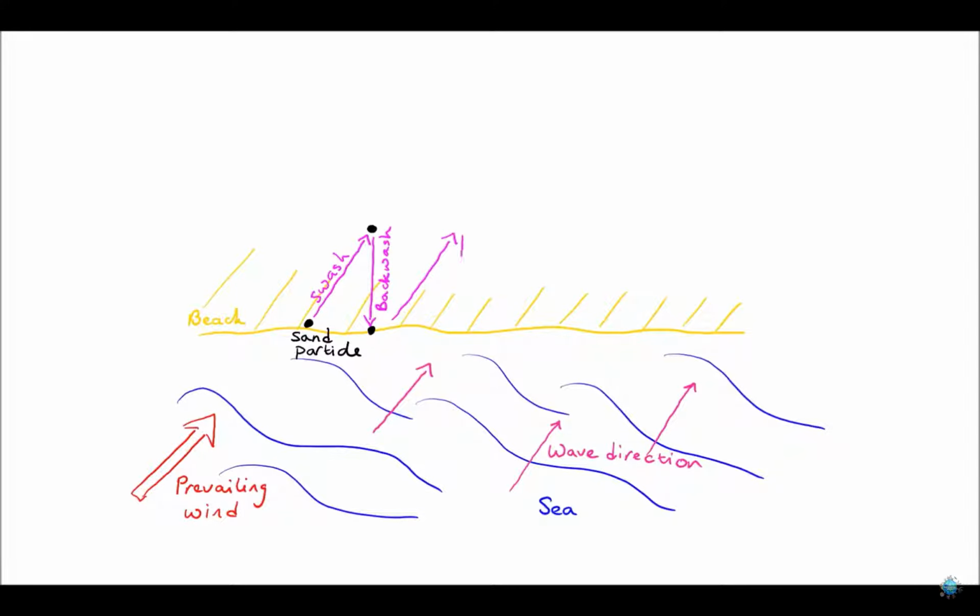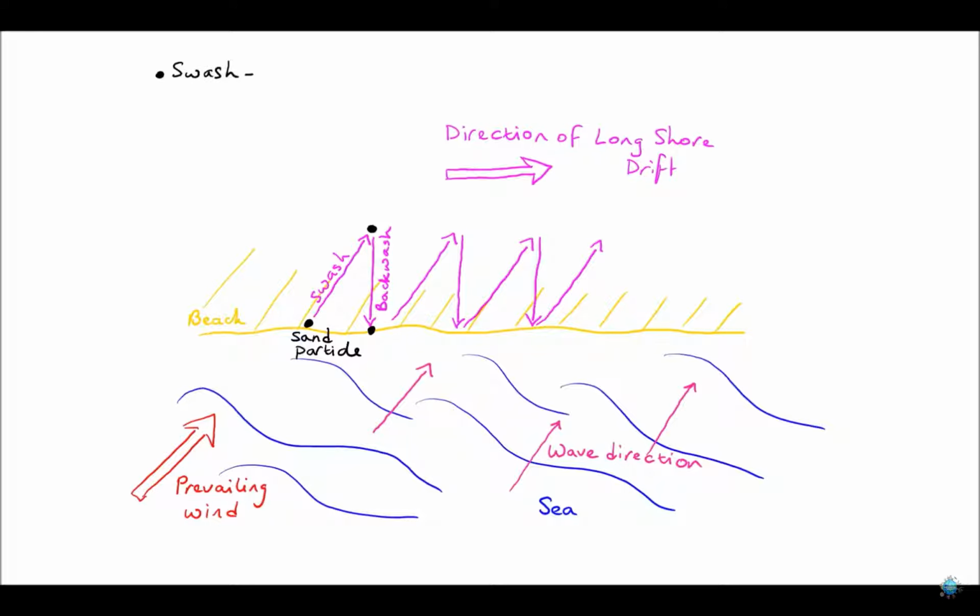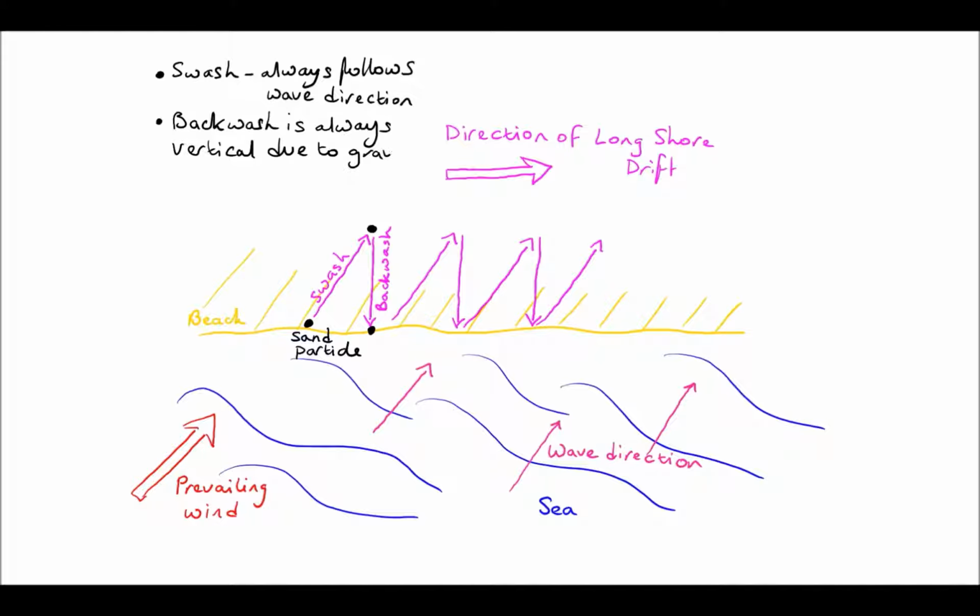Now when you're drawing this, it's very important the swash movement follows the wave direction, because that's the main thing that influences it. However, the backwash movement is influenced by gravity and therefore is vertically back down the beach. So this process continues over and over again every time a wave breaks on the beach, and eventually the particles will move from one side of the beach, in this case the left-hand side, to the right-hand side, following this movement of longshore drift.